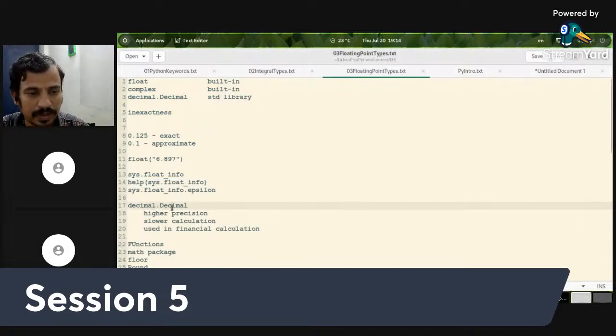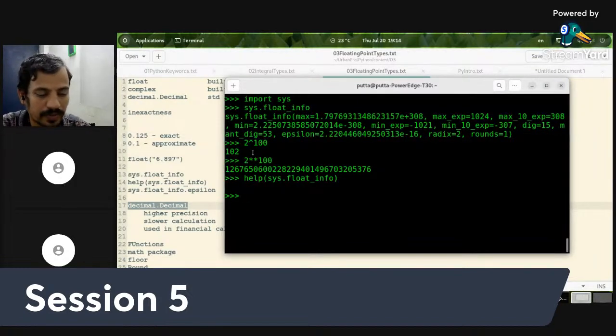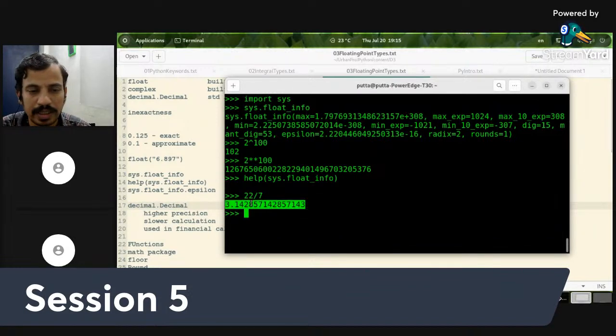Sometimes, as I said earlier, the computation is not exact in case of float values. Say, for example, if I do the calculation of pi as 22 by 7, the result that you are getting here, is it an exact value? Can someone tell me, is it the exact value of pi? No, sir. Why do you think it's not? Sir, because pi has an infinite number of digits.